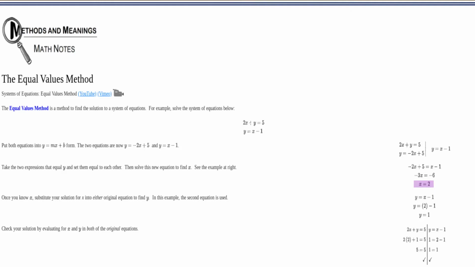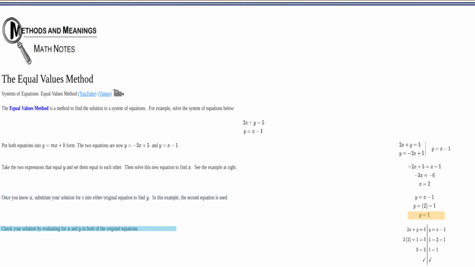We're no longer just solving for x. Now that we know x, we need to substitute our solution into either of the original equations to find y. So in this example, we're going to use the second equation, which was y equals x minus 1. So now that I know the value of x, I can solve for y. When I plug that into y equals x minus 1, I now have y equals 2 minus 1. Then I get y equals 1, because 2 minus 1 is 1. We all agree on that.